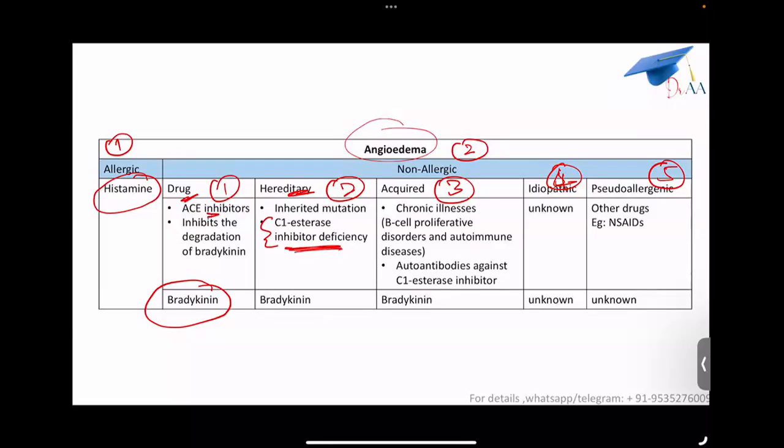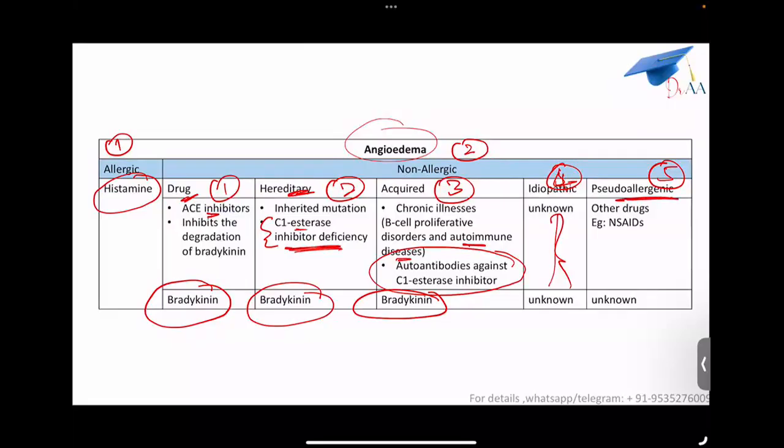Remember that it is a C1 esterase inhibitor deficiency, not C1 esterase deficiency. Again, it is a bradykinin mediated one. Acquired one can happen due to chronic illnesses, especially autoimmune diseases like SLE, where autoantibodies are developed against C1 esterase inhibitor. So it is also bradykinin mediated. Idiopathic, we don't know what the cause is itself.